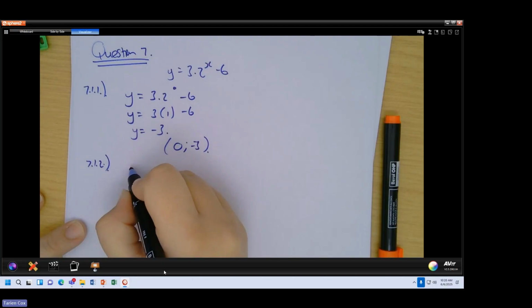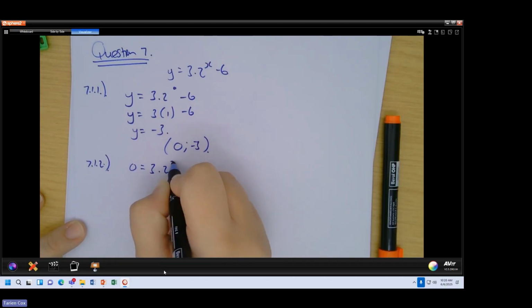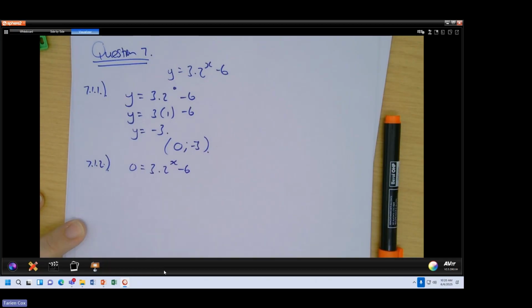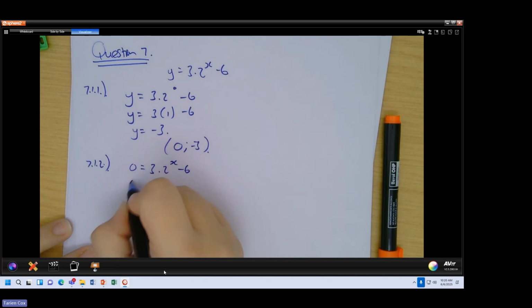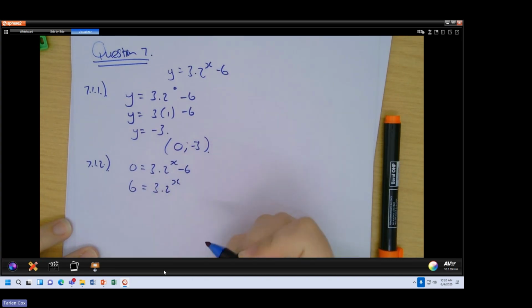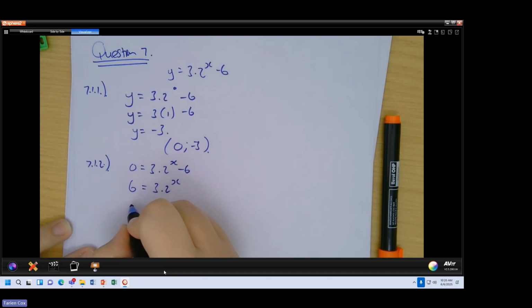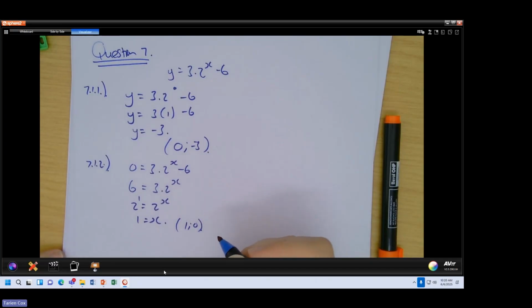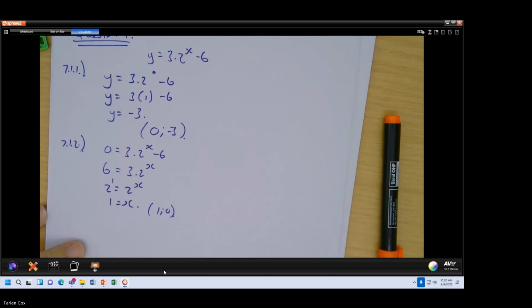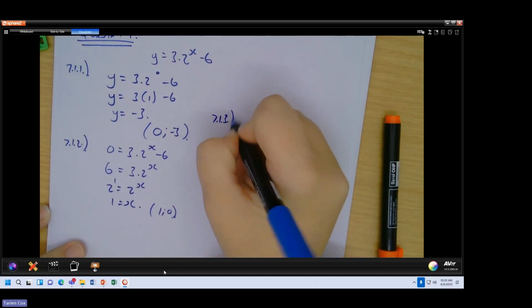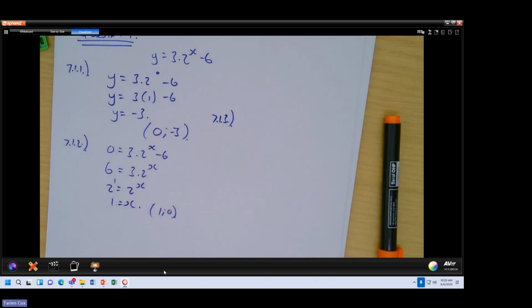Then 7.1.2, calculate the x-intercept, so make y 0. So this is again our exponential equation practice. We will have to take the 6 over, so 6 is equal to 3 times 2 to the power of x. Divide by 3 on both sides, and then we will have 2 is equal to 2 to the power of x, and then 1 will be equal to x. That coordinate will be 1 and 0. 7.1.3, they want us to sketch. So if I need to sketch, I'm going to do it here so that we can still see our values.